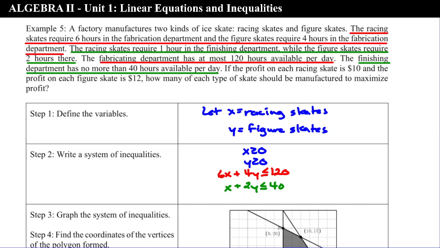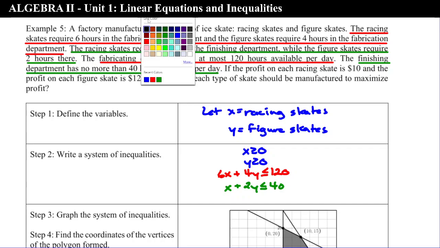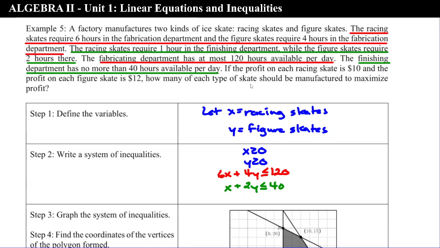And while we're here, let's just quickly touch on what the objective function is going to be. So the profit on each racing skate is $10 and the profit on each figure skate is $12. How many of each type should be manufactured to maximize profit? So this line is going to be our objective function because we want to maximize the profit. Okay?